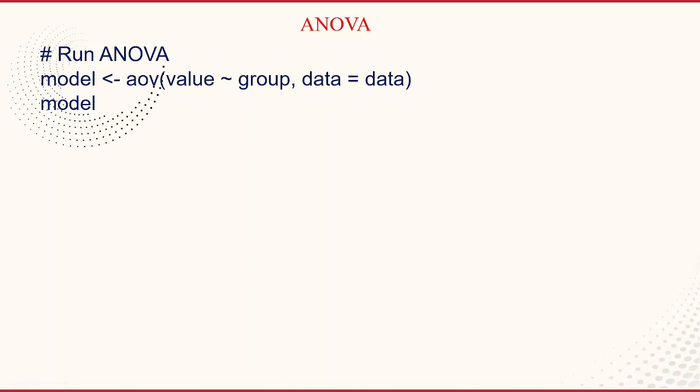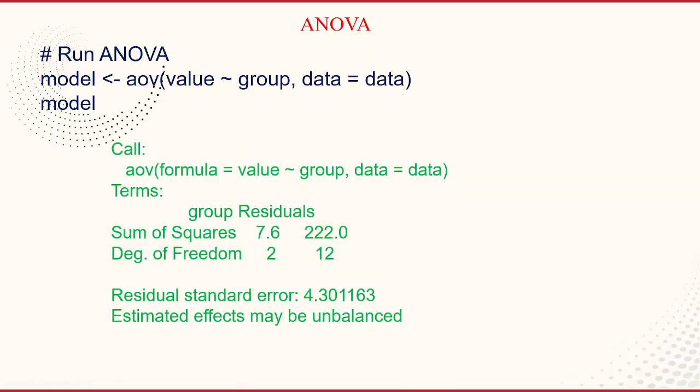Now let us verify what is stored under the model. Just type the model and press enter. Then these results will be obtained. Call: so that function is called AOV. Formula is value versus group. The data file. The terms.